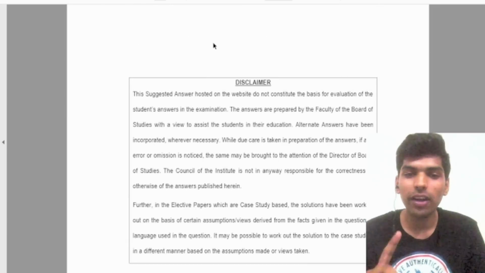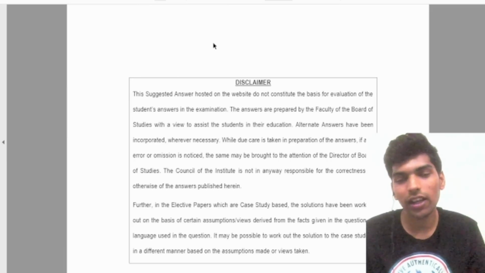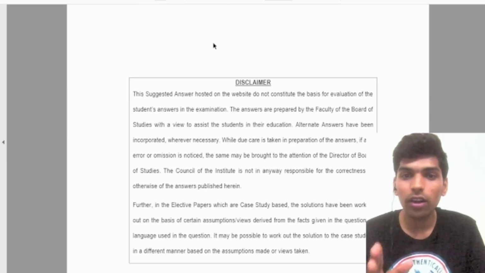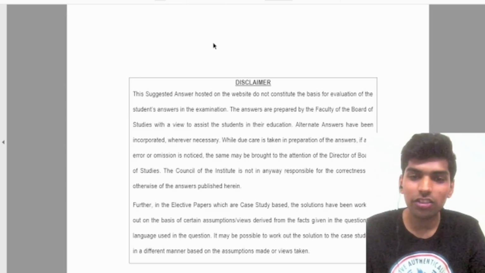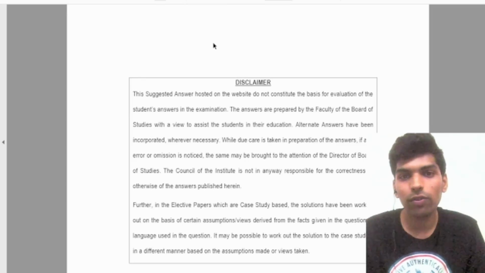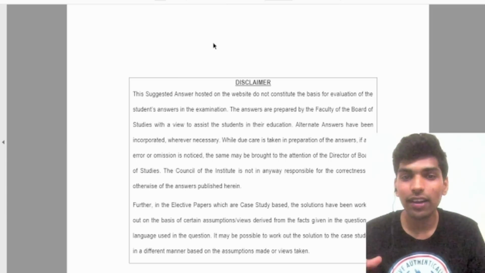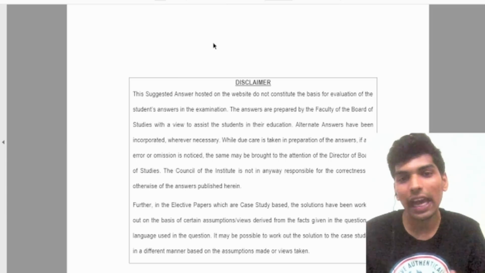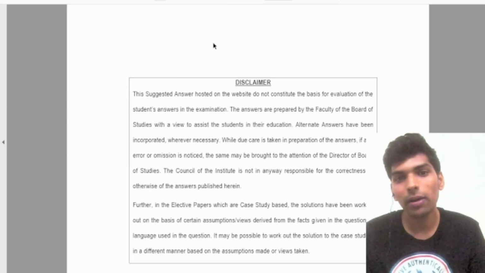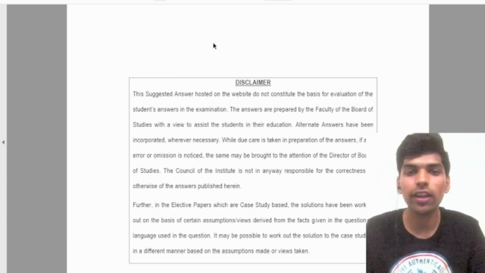Just try to complete each case study in every hour so that you can complete the paper on time, and don't waste too much time in searching and just writing word to word for the answer. Because sometimes when you do exact copy paste, it involves lots of time, and you invest more time in a question and you don't get time for the other questions. So do remember that time management is very, very important in the elective paper.